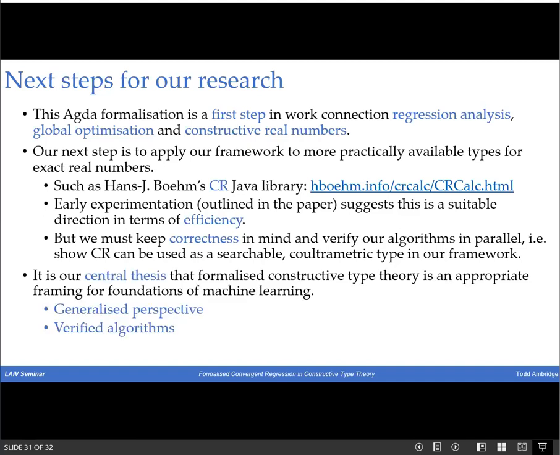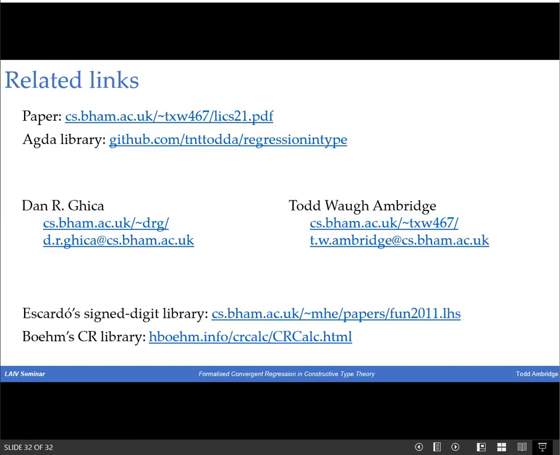And just to give an overall, probably won't have convinced you guys on this, but it's our underdog central thesis that formalized constructive type theory is actually an interesting perspective and an appropriate framing for work looking at foundations of machine learning, because what you can build is a general perspective and you can get verified algorithms from all your proofs in a really nice way that you can't always get in other settings. So I'll leave the slide with some links on, and I will end my talk there.